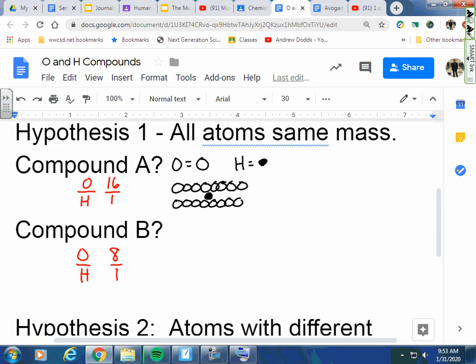And what about compound B? You did 8 of the oxygens and 1 of the black dots. Okay, so if hypothesis 1 is true, then that's what those compounds look like. Formula-wise, if we wrote it, it would be O16H, and then this one would be O8H. Everybody agree with that?